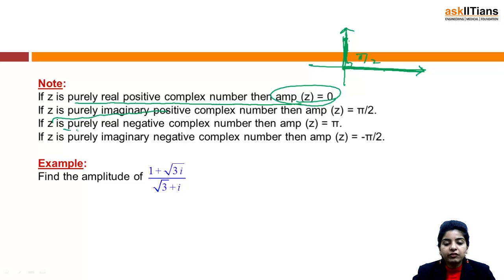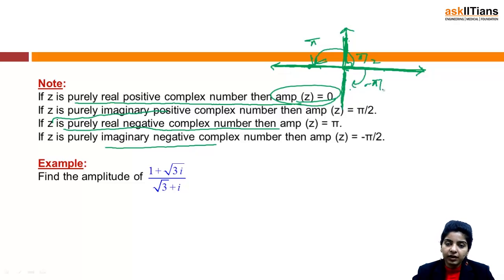If z is a purely real negative complex number, it would mean z lies somewhere here on this axis, and therefore the amplitude would be this angle, which is pi. And similarly, a purely imaginary negative number would mean somewhere on this axis, and therefore this angle is minus of pi by 2, and therefore the amplitude is minus of pi by 2. So I hope these concepts must be clear by now.